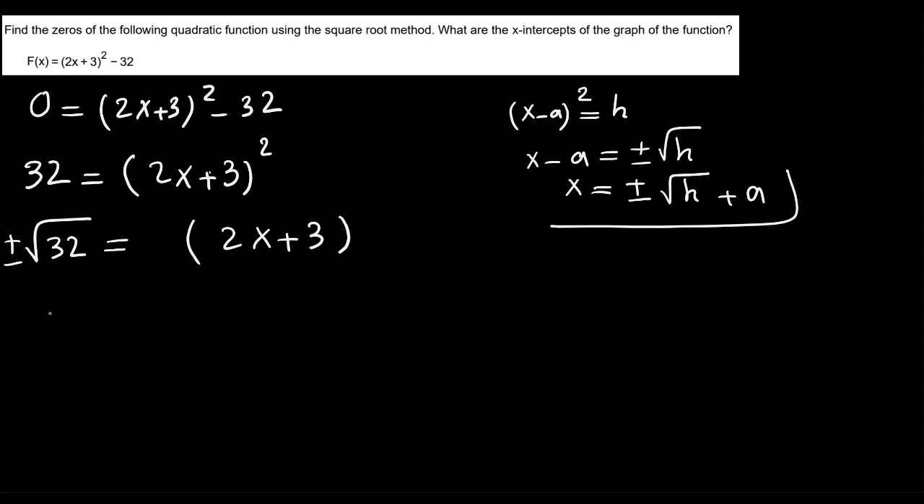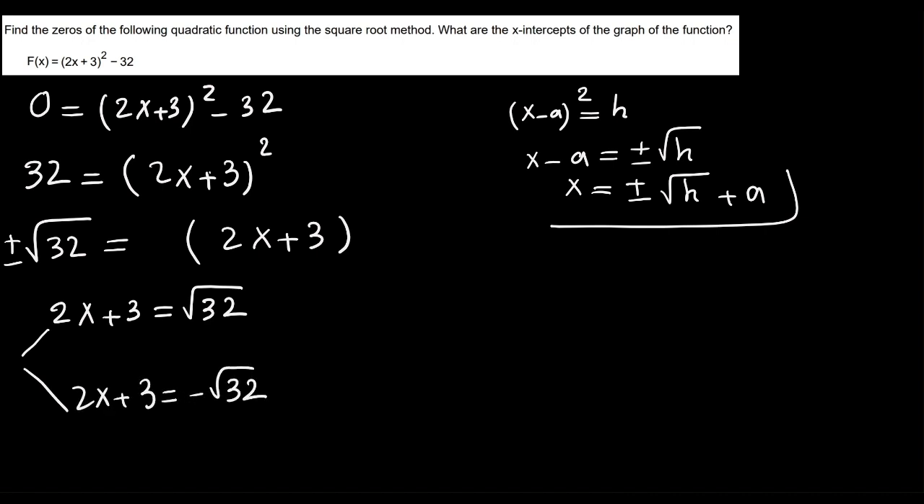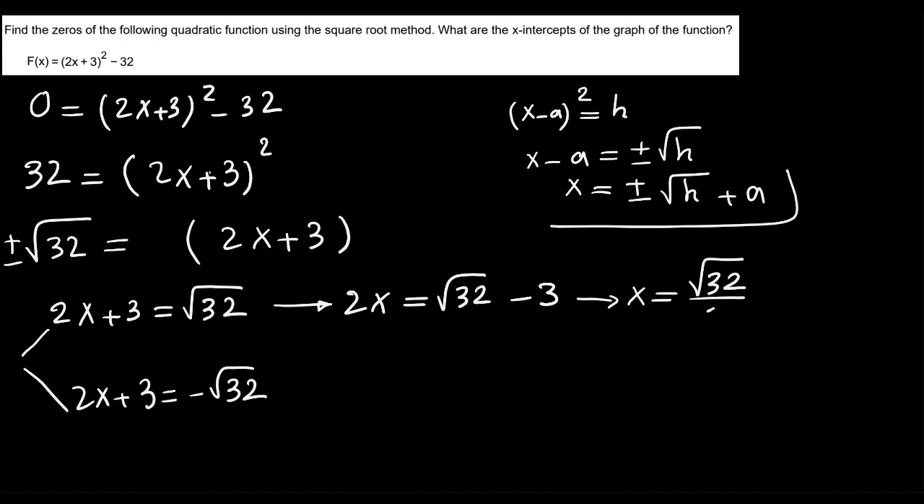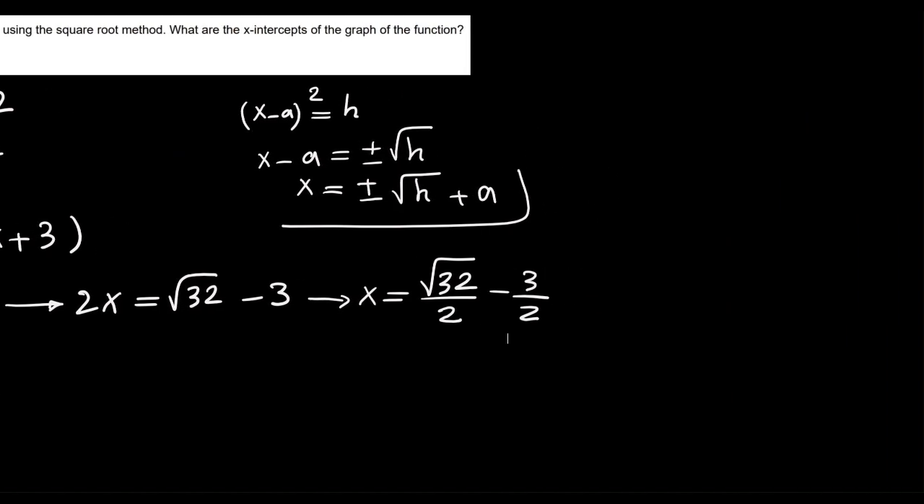Now we have two equations. One of them is 2x plus 3 equals the square root of 32, and the other one is 2x plus 3 equals negative square root of 32. Let's solve one by one. We subtract 3 at the first step, and then we divide by the coefficient of x. So x is square root of 32 over 2 minus 3 over 2. If it's possible, then we simplify the square root of 32. We know that it is possible to simplify the square root of 32, so let's simplify this way.